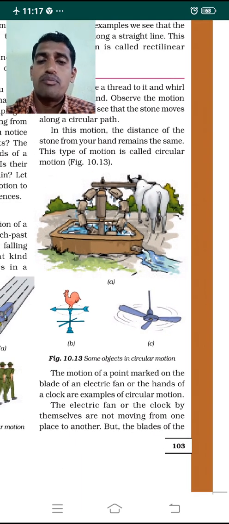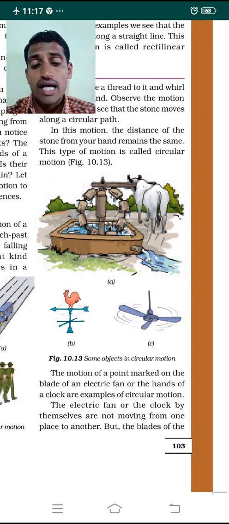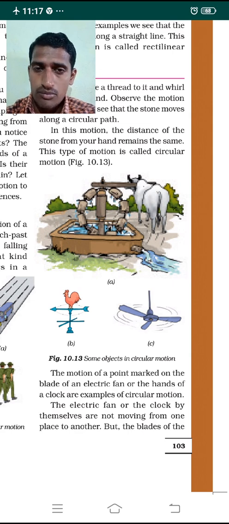Consider the motion of a point marked on the blade of an electric fan. Something is marked on the blade of the fan. The motion of that marked point, or the hands of the clock, is an example of circular motion.